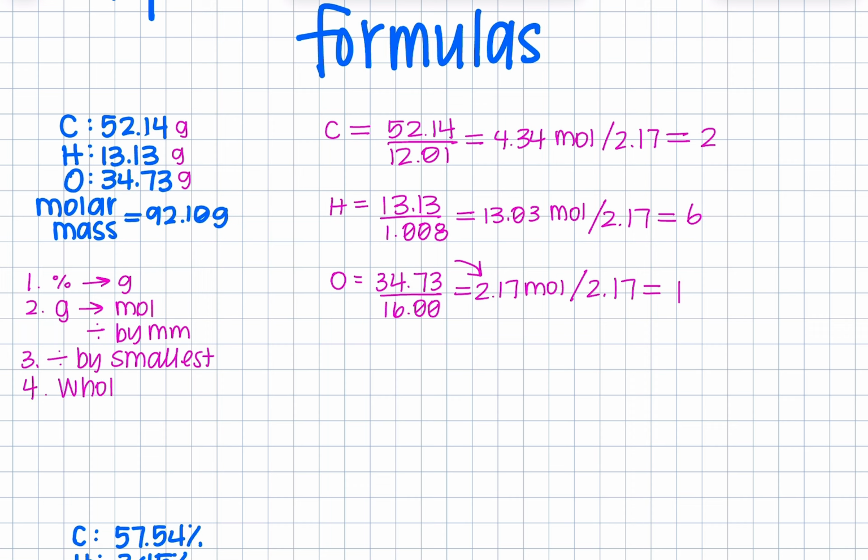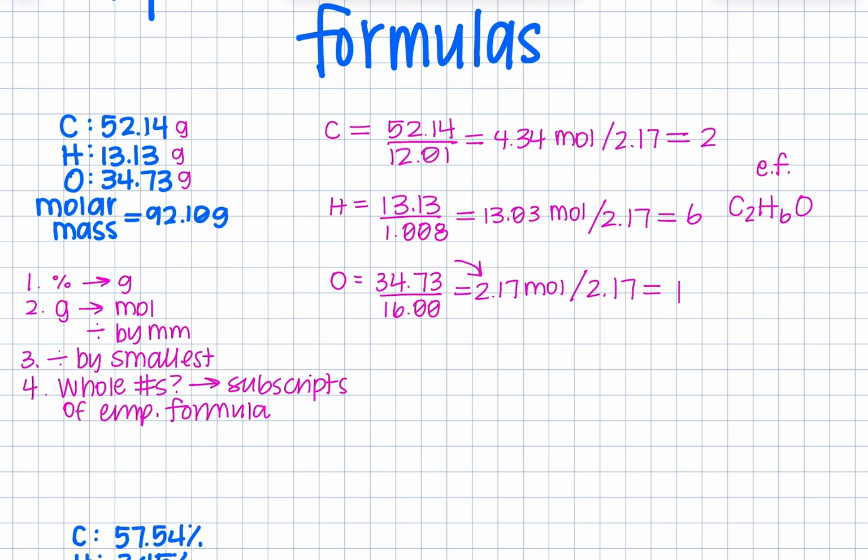If your answers are whole numbers, then they are the subscripts of your empirical formula. Because these are all whole numbers, I literally am just going to write the element and then that's the subscript. That is the empirical formula, C2H6O.